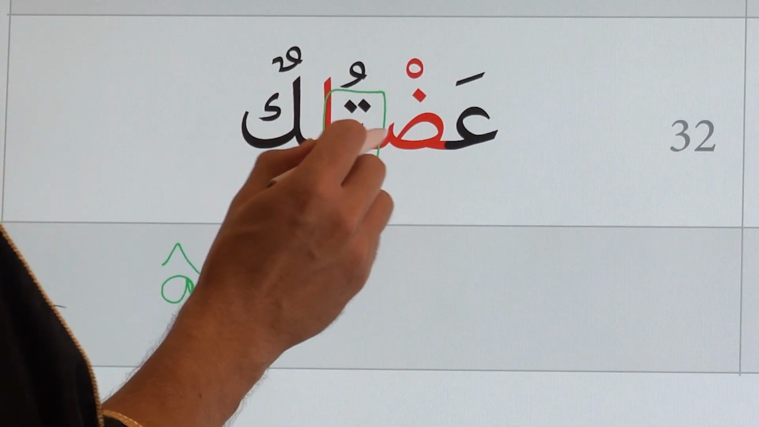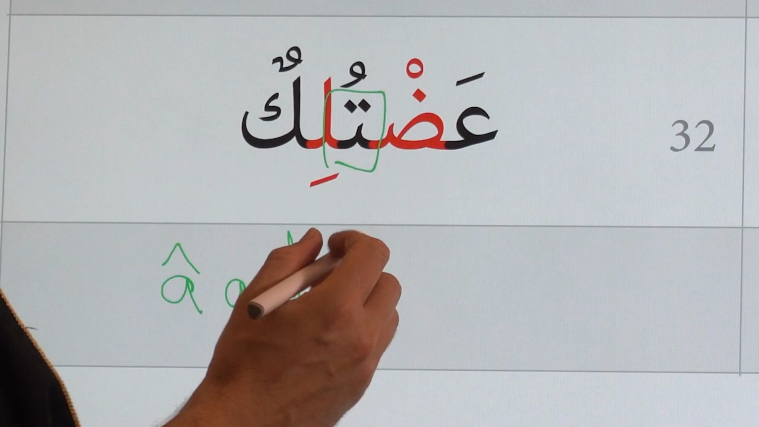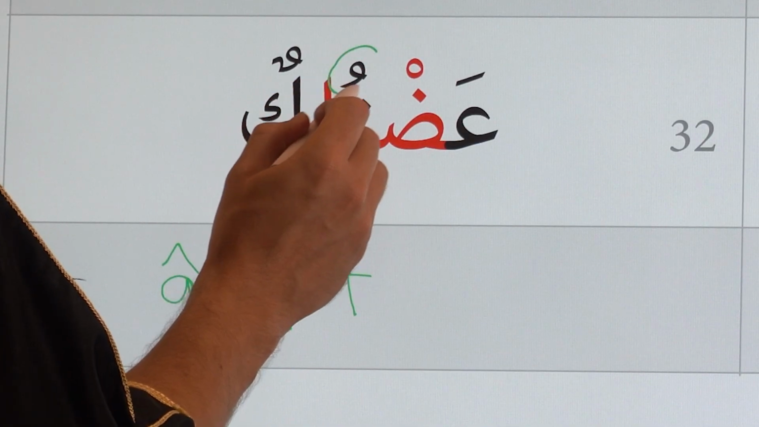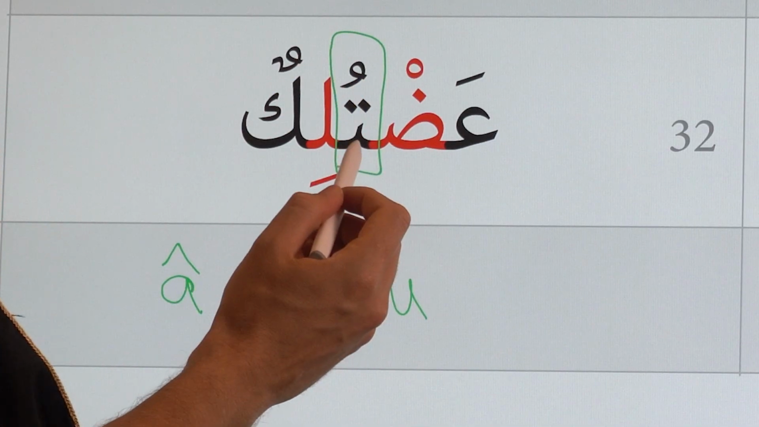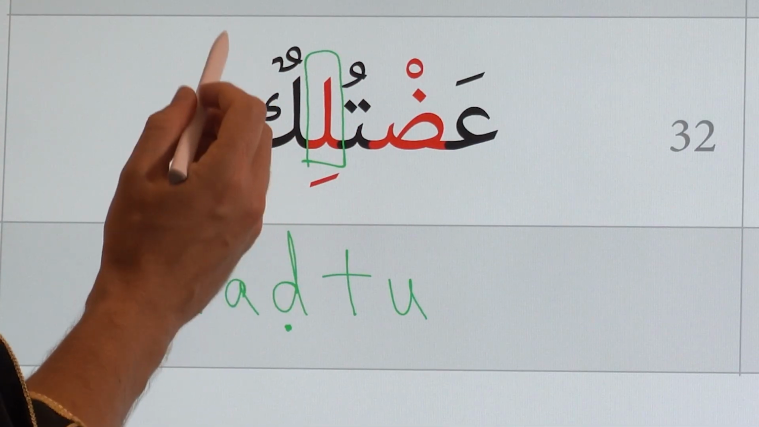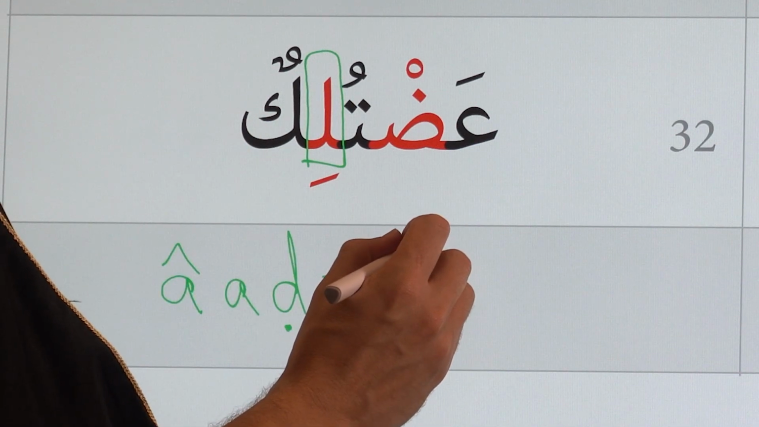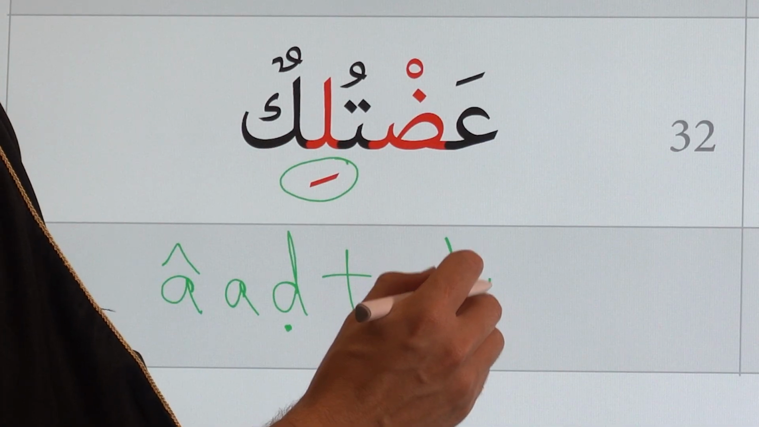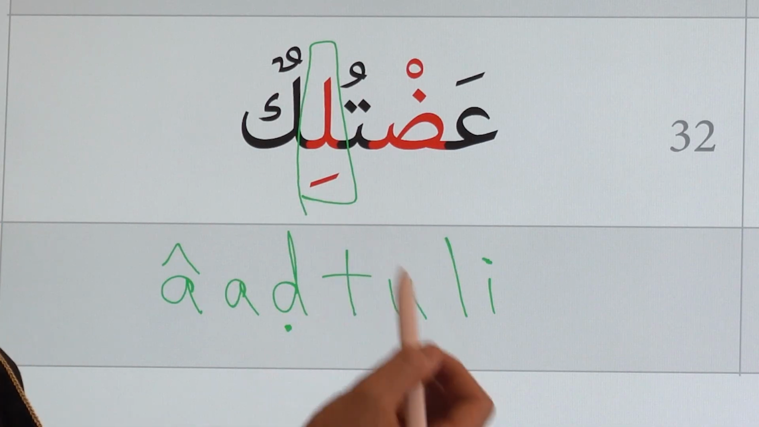Next, we find the shape in between a connection with two dots above, representing the letter ta. So we're going to write a small t for the letter ta. Above the ta, we find a dhamma, so we write U for the dhamma. So together this would be pronounced tu, tu. The next letter we find is a straight vertical line. We learned today that this is the letter lam. So we're going to write an L for the letter lam. Beneath the lam, we find a kesra, so we write an I for the kesra. So the lam and kesra together would be pronounced li, li.